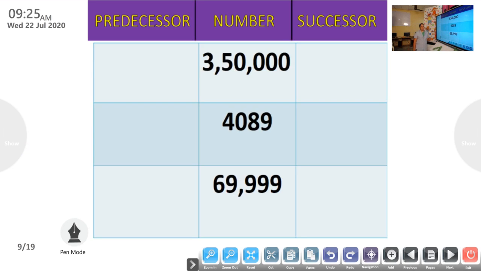The second question is 3,50,000. First we are going to write the predecessor. How do you write the predecessor? Predecessor is equal to given number minus 1. The given number is 3,50,000 minus 1. Where do you write the 1? It should be in the 1's place.